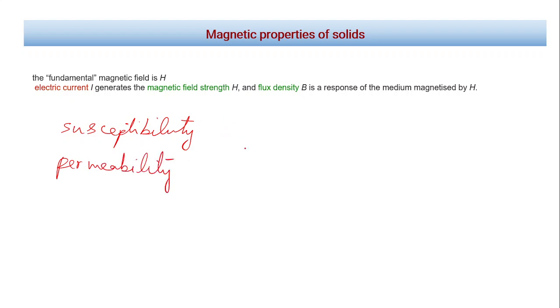These are characteristics of those materials which control or drive how that material will respond to the H that we are applying, and that will result in the strength of B, or the magnetic induction that gets induced in that material.